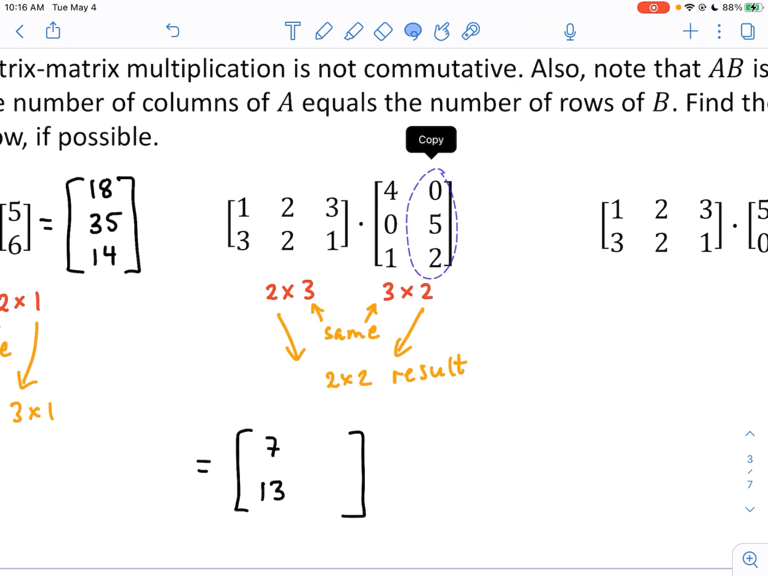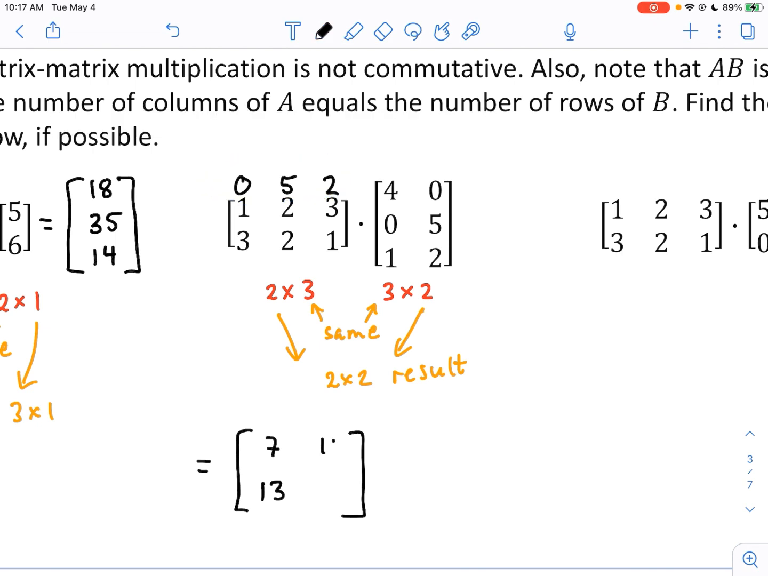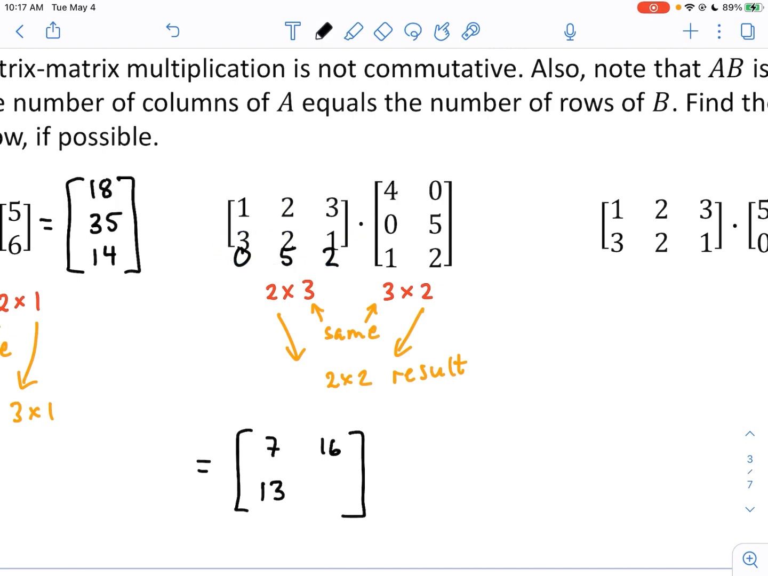Now we're going to focus on this 0, 5, 2. Do the same process. So 0 times 1 is 0, 5 times 2 is 10, 2 times 3 is 6. So we have 0 plus 10 plus 6, 16. And now we take the 0, 5, 2, drop it down here. We have 0 plus 10 plus 2, that's going to be 12.